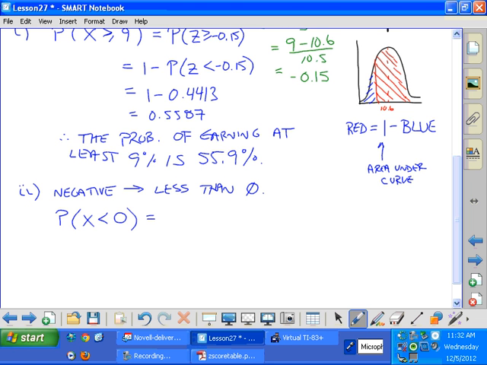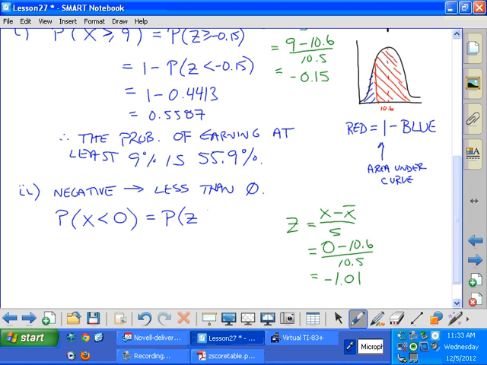So we go ahead, and what we're really looking for in terms of being able to use a chart is a z-score. And I'll use that formula again. So it's the same formula, same information, except this time our x value is going to be a 0, minus 10.6 over 10.5. So the corresponding z-score for that, negative 10.6 divided by 10.5, is going to be negative 1.01.